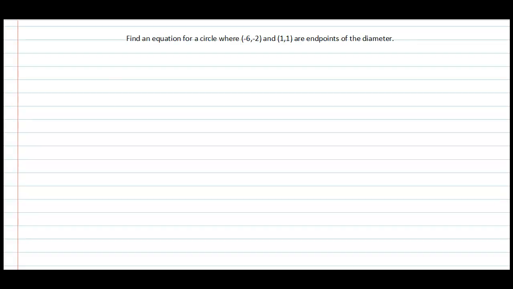Find an equation for a circle where negative 6, negative 2, and 1, 1 are endpoints of the diameter. In order to find the equation, the two things that we're looking for are the center and the radius. The difference with this problem is that instead of being given the radius, we're given the diameter. Therefore, we need to remember that the radius is 1/2 the diameter.